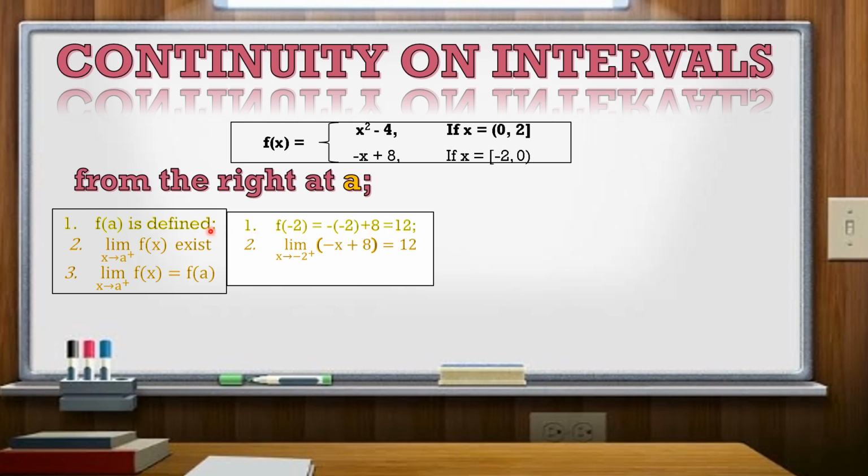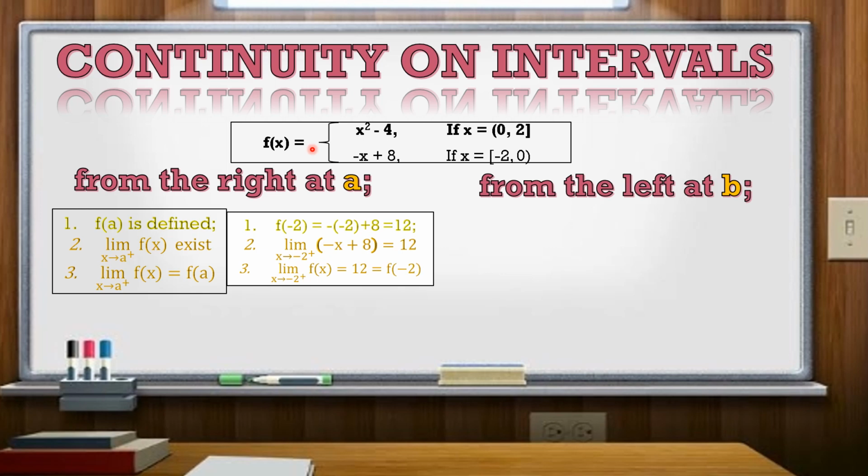Dako tayo sa step 2. Alamin natin yung limit ng ating function, same function pa rin, as x approaches negative 2 positive, kasi from the right at a. Then substitution, the answer is 12. And then compare natin yung step 1 and step 2, pareho ba? 12 and 12, pareho. Then, your function is continuous from the right at a.